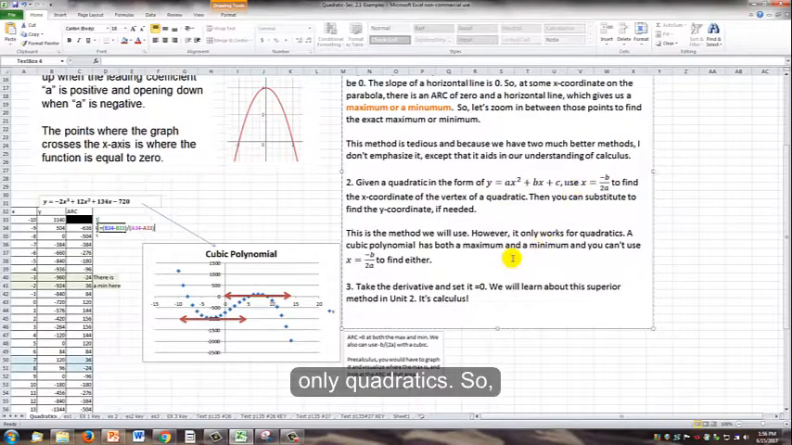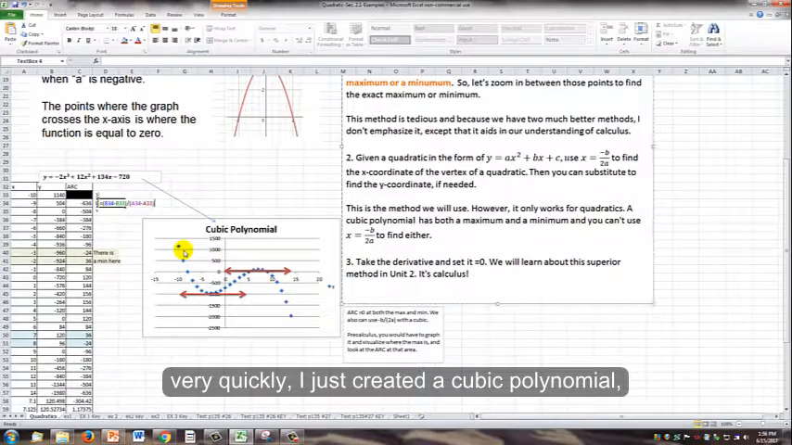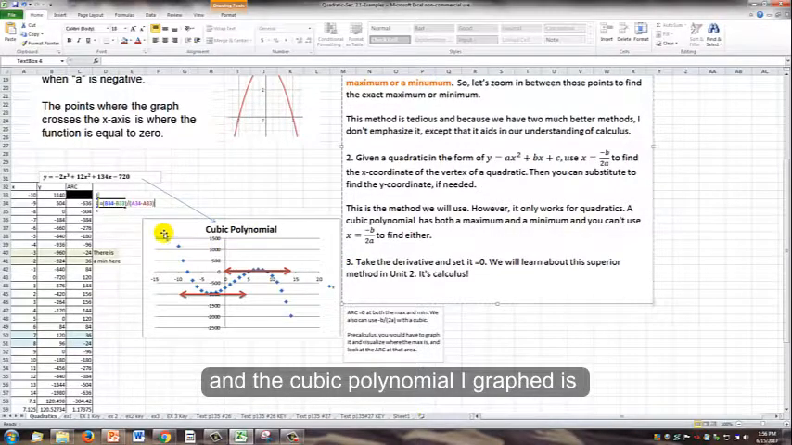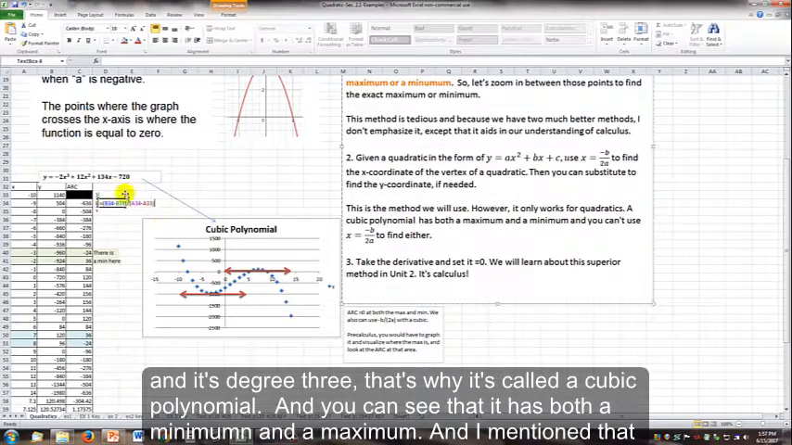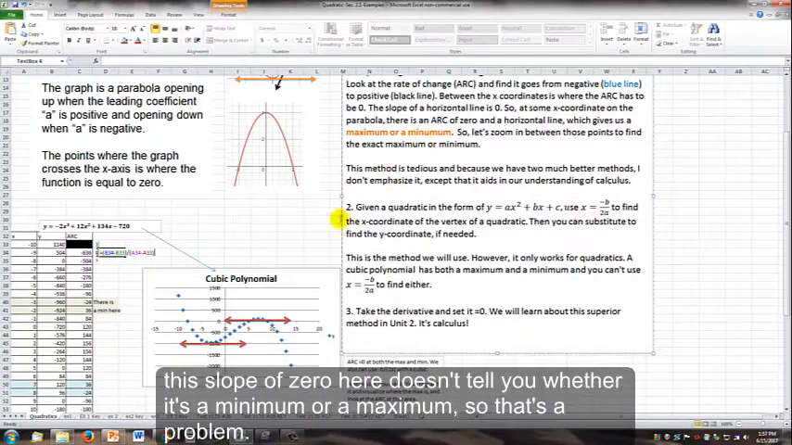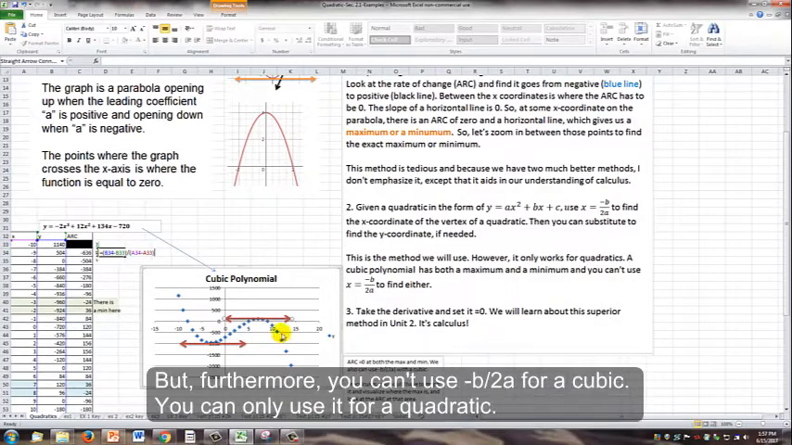Only quadratics. So very quickly, I just created a cubic polynomial. And the cubic polynomial I graphed is y equals negative 2x cubed plus 12x squared plus 134x minus 720. And it's degree 3. That's why it's called a cubic polynomial. And you can see that it has both a minimum and a maximum. And I mentioned that this slope of 0 here doesn't tell you whether it's a minimum or maximum. So that's a problem. But furthermore, you can't use negative b over 2a for a cubic. You can only use it for a quadratic.